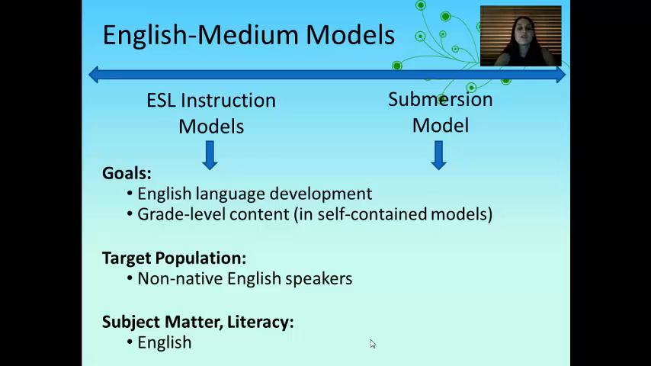Okay, so these are the goals of both the ESL instruction models and the submersion model. Similar to the transitional bilingual model, if you remember the goal from that transitional model in the bilingual programs that we just talked about, the goal is English language development. But in addition here, the goal is also for students to develop grade level content in English. Okay, so they should be able to perform similar to their peers in the different content areas like science, language arts, history, etc. Obviously, the target population for these models would be the non-native English speakers.